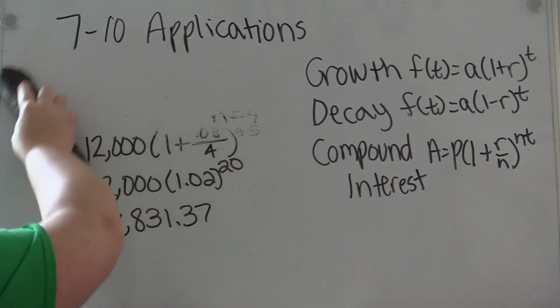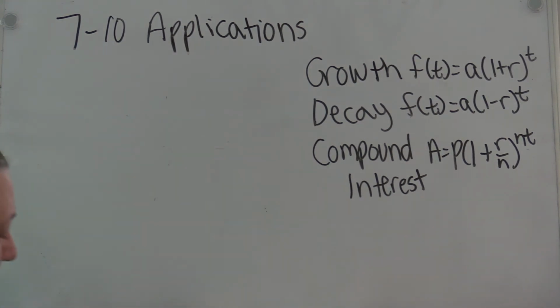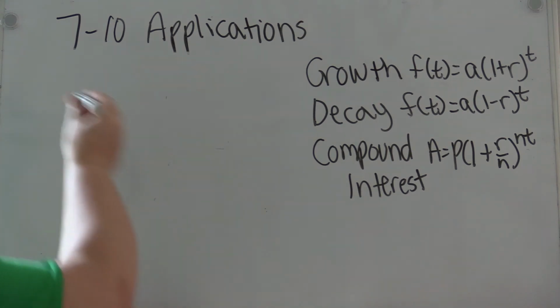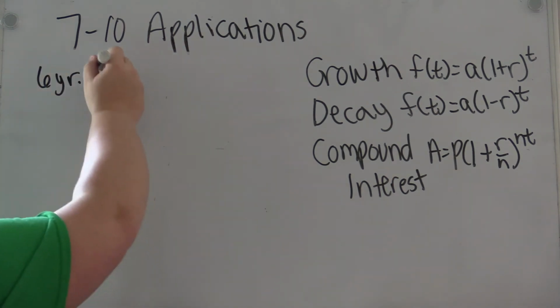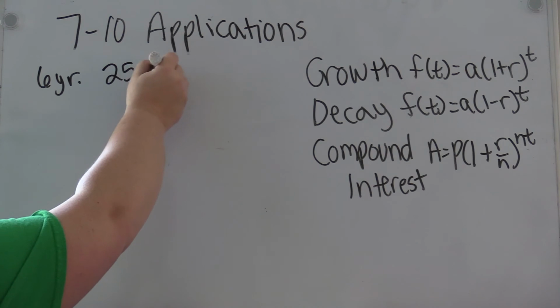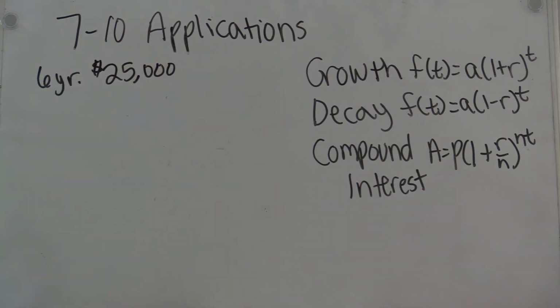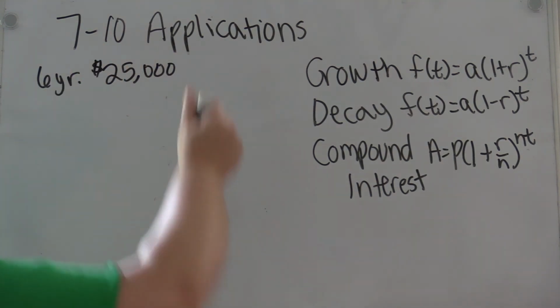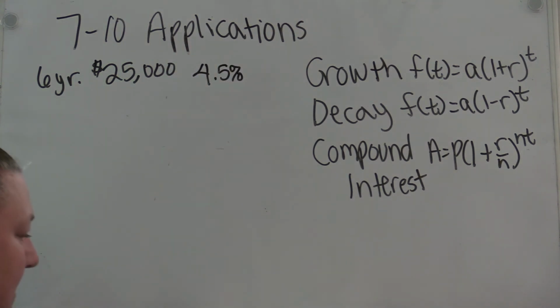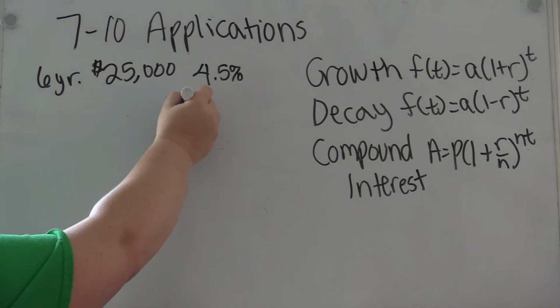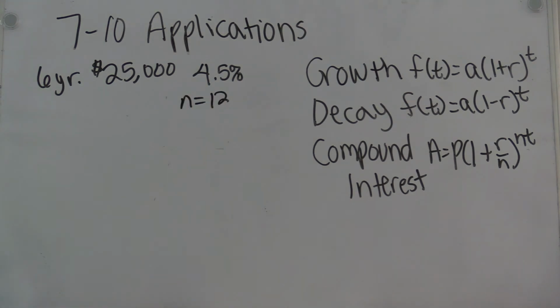Now, the last one I'm going to do with you all today is Jack took out a 6-year loan for $25,000 to purchase a boat at 4.5% interest, and it's going to be compounded monthly. Monthly means there are 12 months in a year, so n equals 12. So let's look at this.